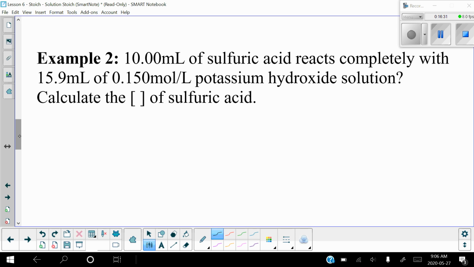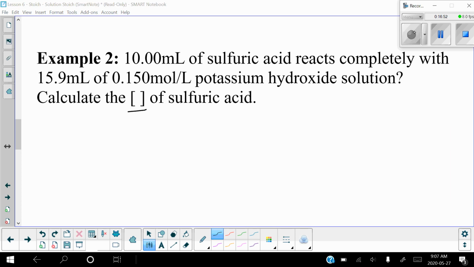Okay, let's do one more. Sulfuric acid reacts completely with 15.9 milliliters of 0.150 moles per liter of potassium hydroxide solution. Calculate the concentration. Remember, square brackets means concentration of sulfuric acid.